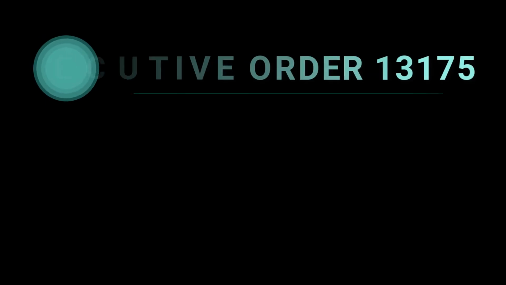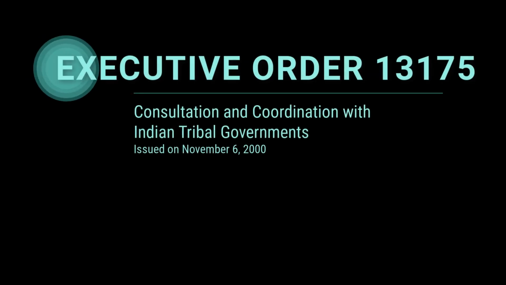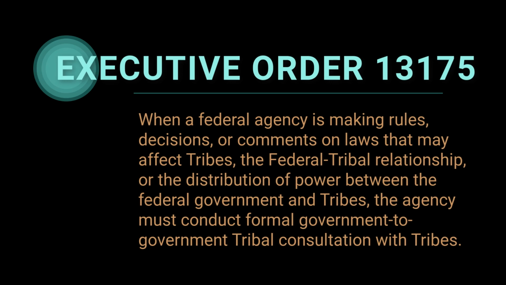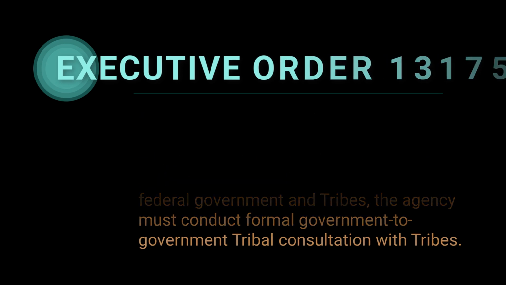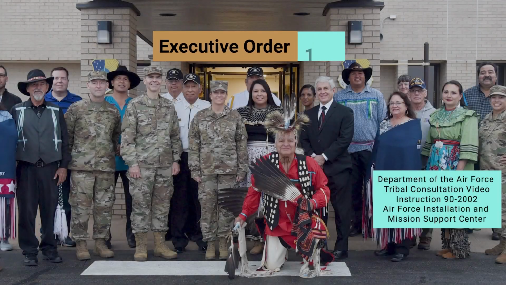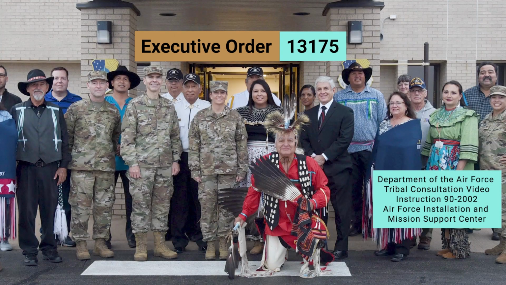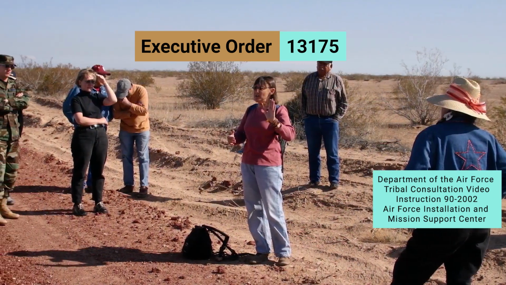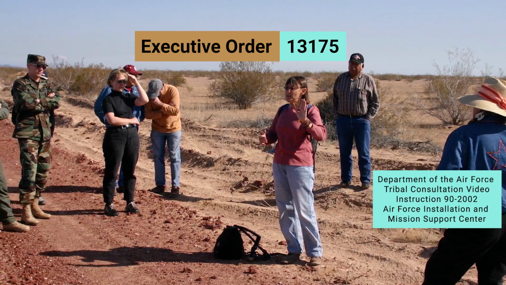Presidential Executive Order 13175, Consultation and Coordination with Indian Tribal Governments, states that when a federal agency is making rules, decisions, or comments on laws that may affect tribes, the federal-tribal relationship, or the distribution of power between the federal government and tribes, the agency must conduct formal government-to-government tribal consultation with tribes. It further requires federal agencies to engage in regular and meaningful consultation with tribal governments. This executive order aims to respect tribal sovereignty by involving tribal leaders in policy development and actions that affect their nations.